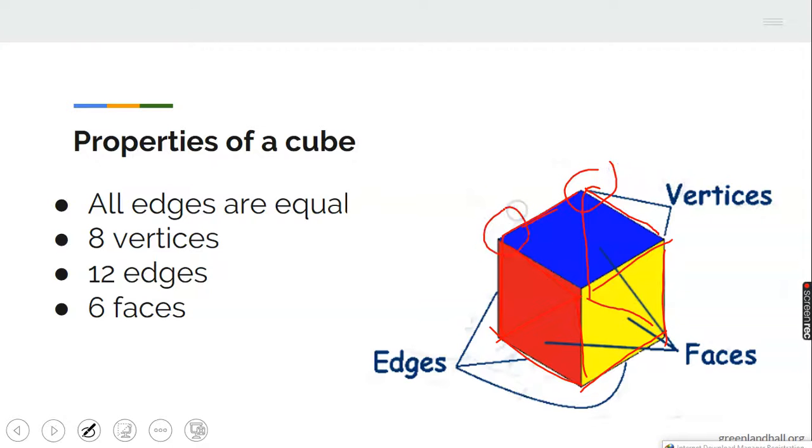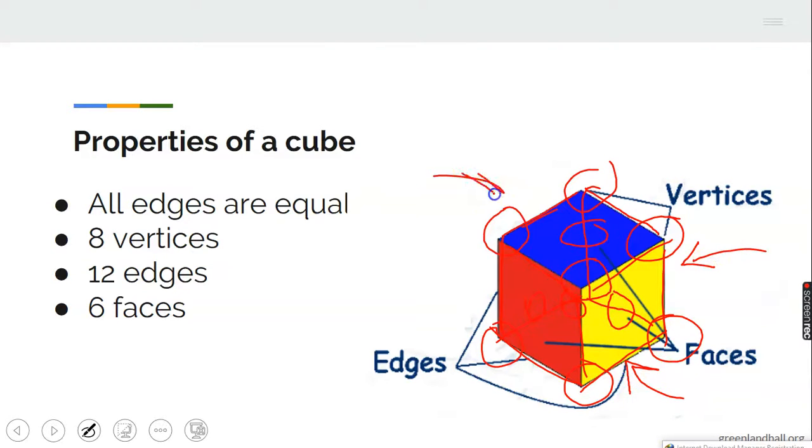Okay? And they have 8 vertices. 1, 2, 3, 4, 5, 6. Now we have one at the corner here, 7, and the one outside there, 8. Alright? And 6 faces. 1, 2, 3 facing us. Then there's one under. There's one here, and there's one here at the back. Makes 6. Alright?